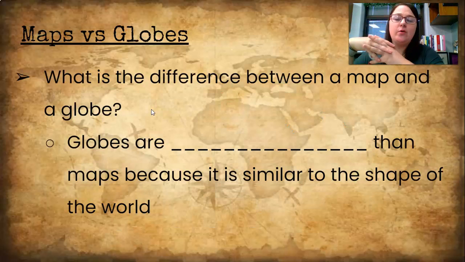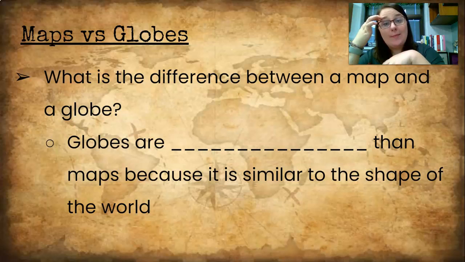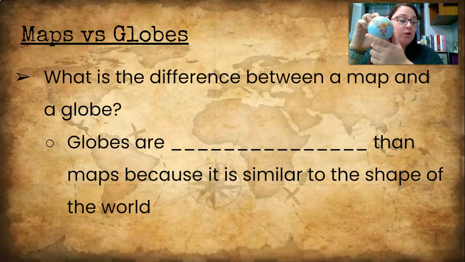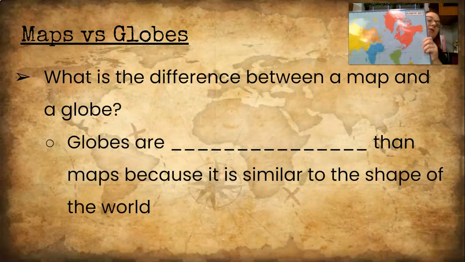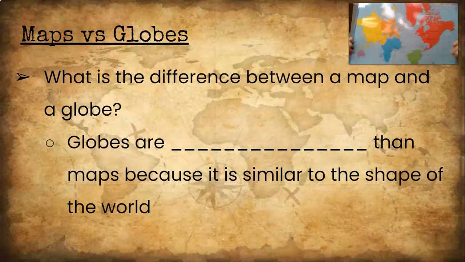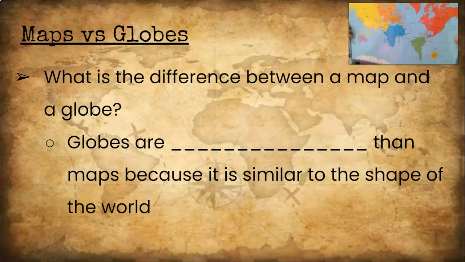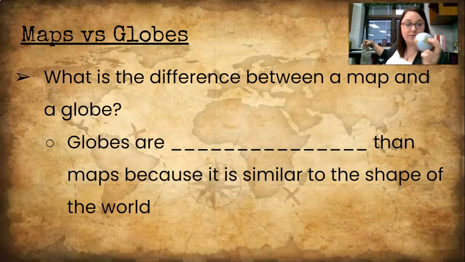So pausing real quick, we need to talk about what the difference is between a map and a globe. Okay, so this is a globe. Obviously, you guys know what globes are. If I were to pull out a map, oof, sitting on my chair. Here's my map, right? Maps are flat. Globes are round. You obviously know that, right?